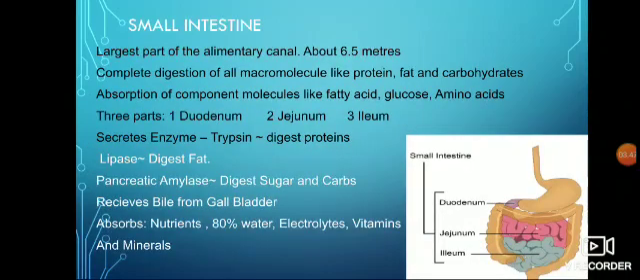From the stomach the food then enters our small intestine. The small intestine is the longest part of the alimentary canal. It is about 6.5 meters long in an adult male. Complete digestion of all the macromolecules like proteins, carbohydrates, and fats is done in the small intestine. After digestion, the absorption of the food also takes place in our small intestine. It has three parts: duodenum, jejunum, and ileum.